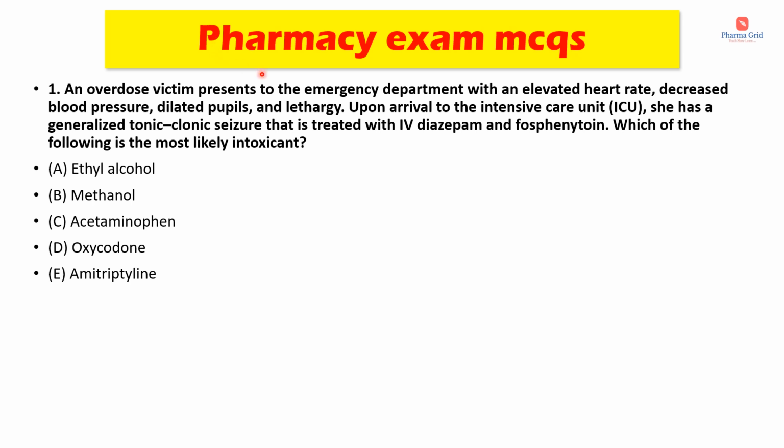So today we will discuss some more pharmacy exam multiple choice questions with their answers. So first question, an overdose victim presents to the emergency department with an elevated heart rate, decreased blood pressure, dilated pupils and lethargy. Upon arrival to the intensive care unit, she has a generalized tonic-clonic seizure that is treated with IV diazepam and fosphenytoin. Which of the following is the most likely intoxicant? Options are ethyl alcohol, methanol, acetaminophen, oxycodone, amitriptyline.